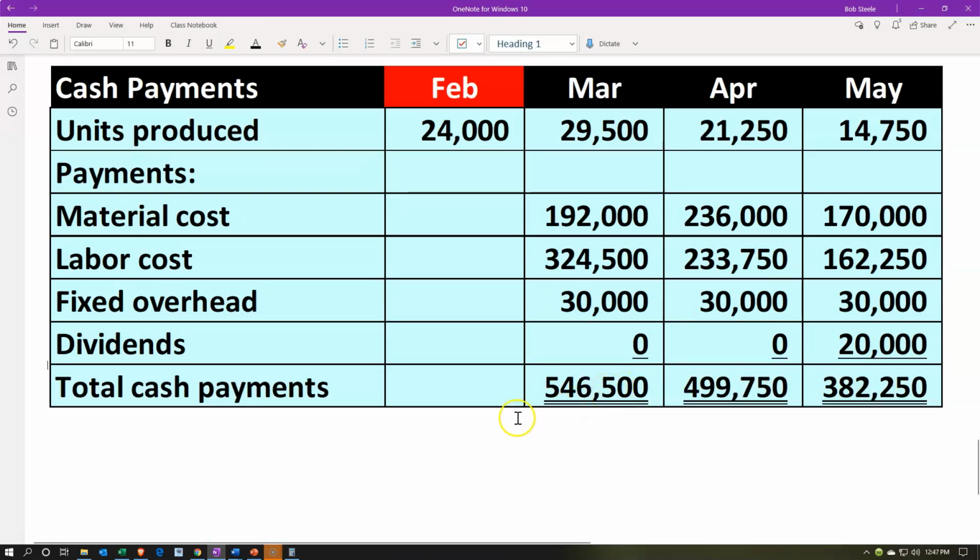That's going to give us the total cash payments, which are going to include everything from the payments on down: the materials, the labor, the fixed overhead, the dividends. That'll give us then the cash payments, bottom line, across the board.